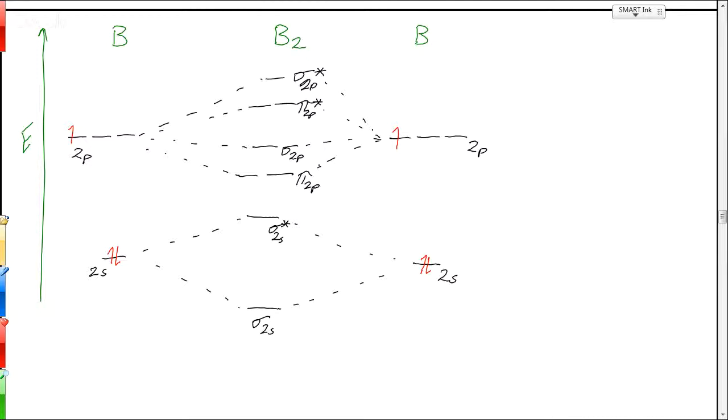Six total electrons. So we go one, two, three, four. And then these are the same energy, so they're going to get five and six in separate orbitals. Just like with the atoms, you fill the electrons up in separate orbitals before you pair them, because it costs you some energy to pair those electrons up.